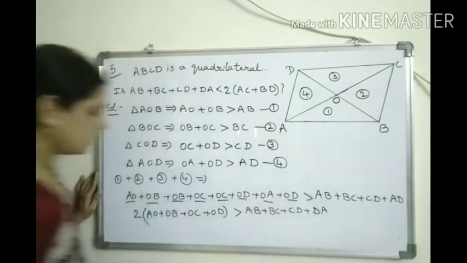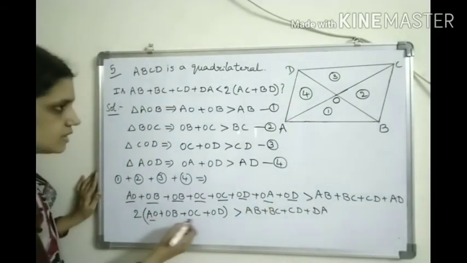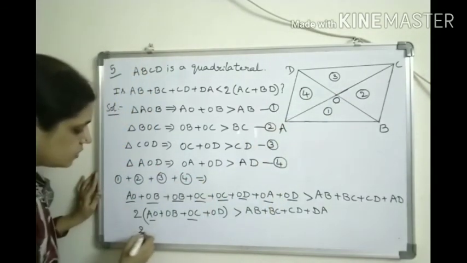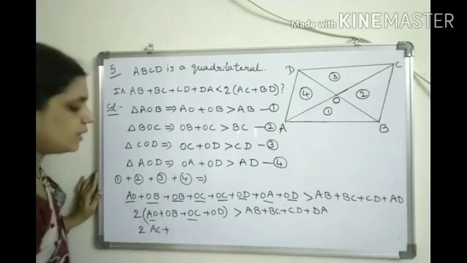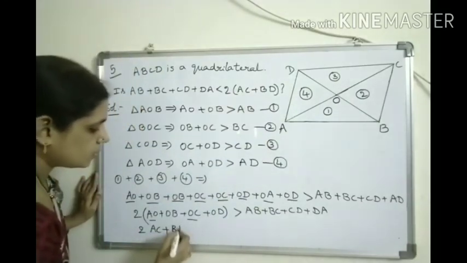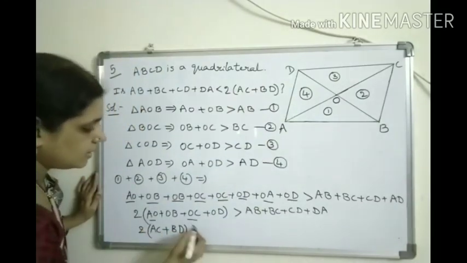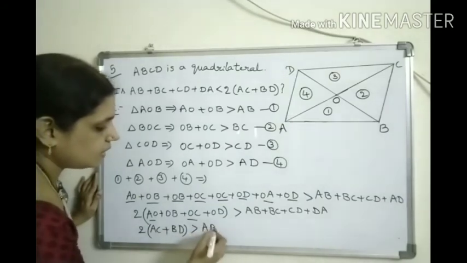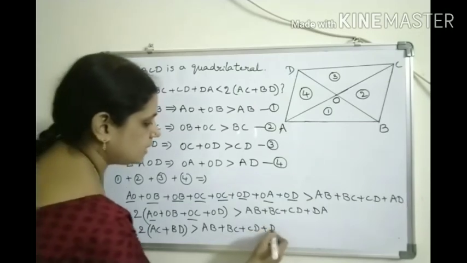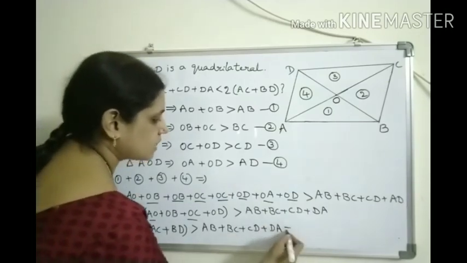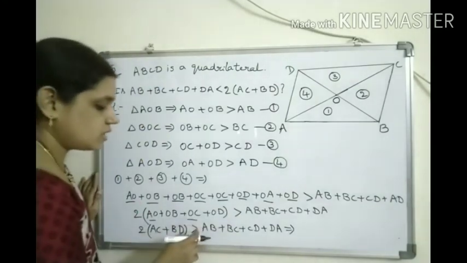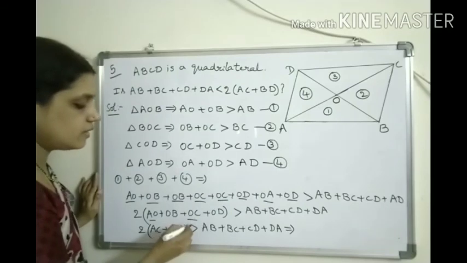Now if you observe, AO plus OC, what is that? AO plus OC is AC. So 2 of AC plus OB plus OD, that is BD. So 2 of AC plus BD is greater than AB plus BC plus CD plus DA, we got. From this, can we interchange LHS and RHS? Then you have to change the sign also. The greater than sign will become less than.